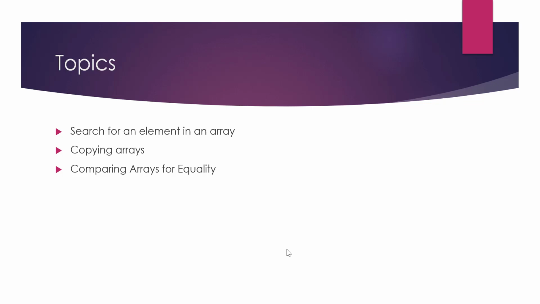In this video, we will look at how we can search for an element in an array to see if this element exists in this array. And if it exists, we want to get the location or the index of that element. We will also look at how we can copy arrays. And lastly, we will see how we can compare two arrays to check if they are equal or not. So let's start with the search.